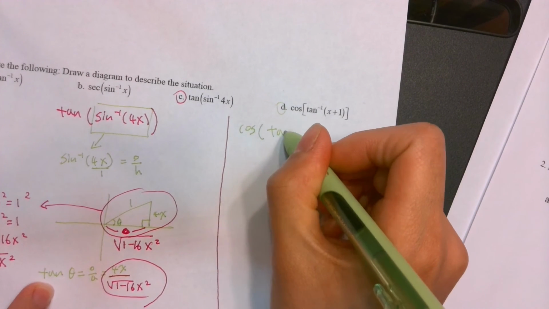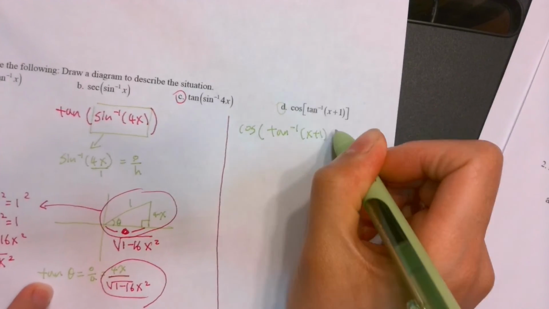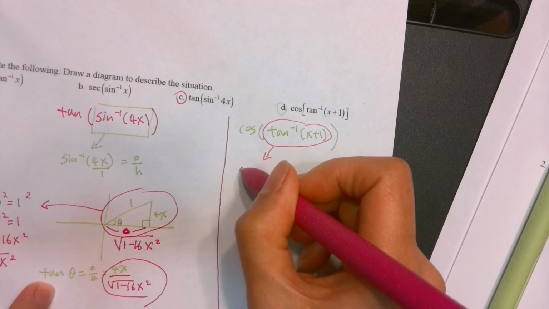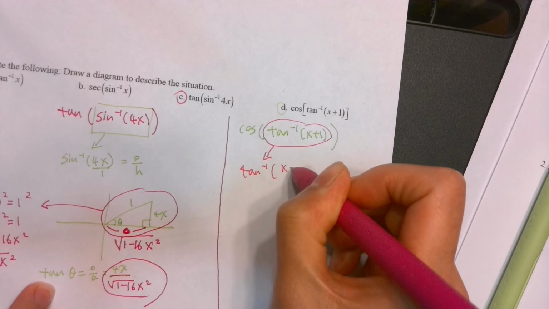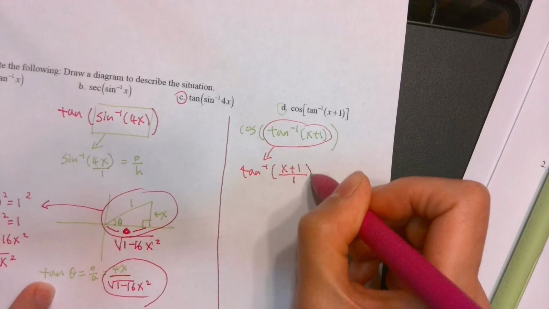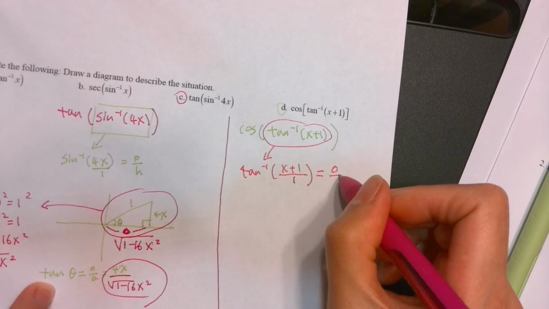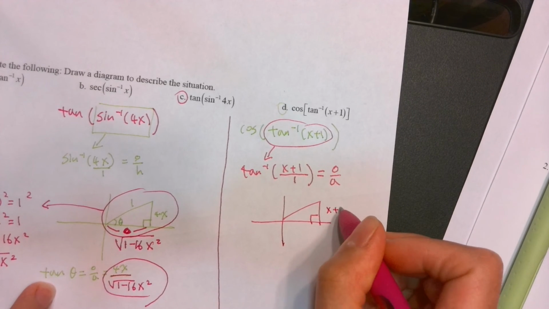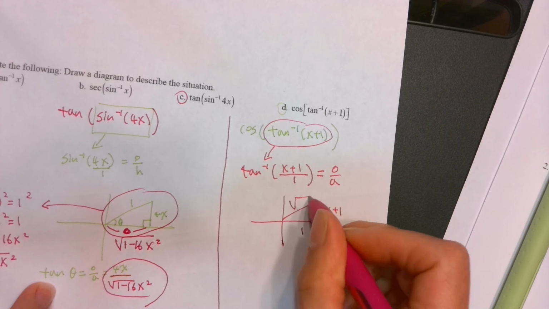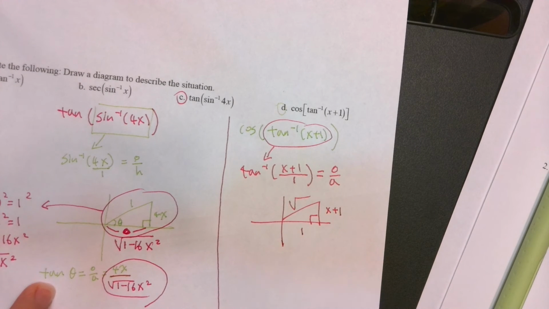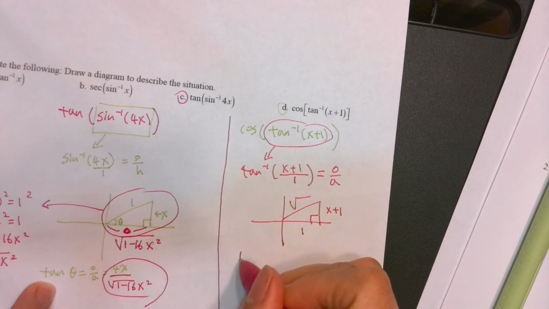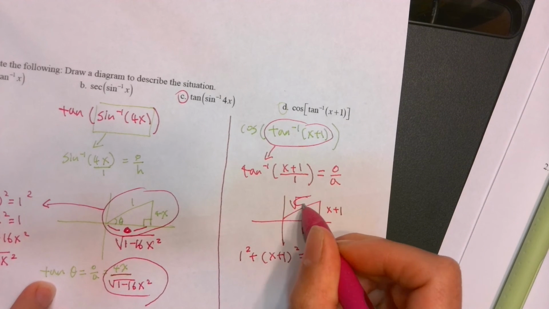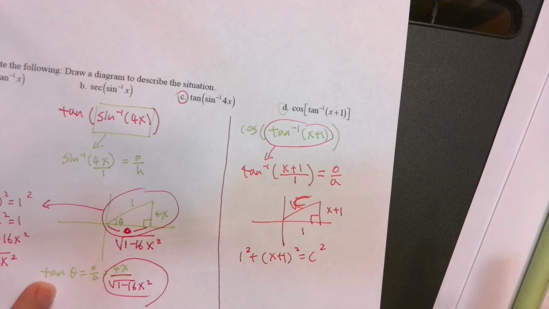Cosine of inverse tangent of x plus 1 going on. Start from the inside. Okay, so inverse tangent of x plus 1, I'm probably going to put it over 1, is equal to opposite over adjacent, from SOHCAHTOA. So I draw my right triangle. Opposite side is x plus 1, adjacent side is 1. Let's go ahead and find the hypotenuse using the Pythagorean Theorem. 1 squared plus (x plus 1) squared is equal to c squared.